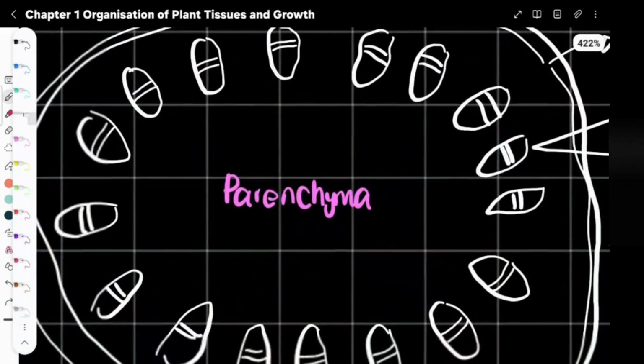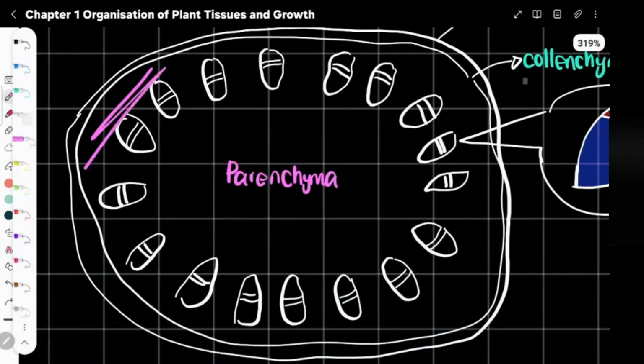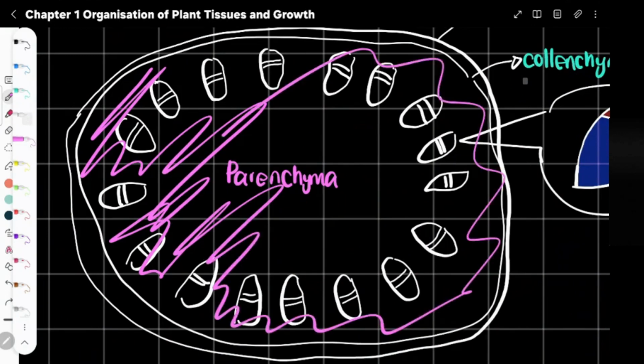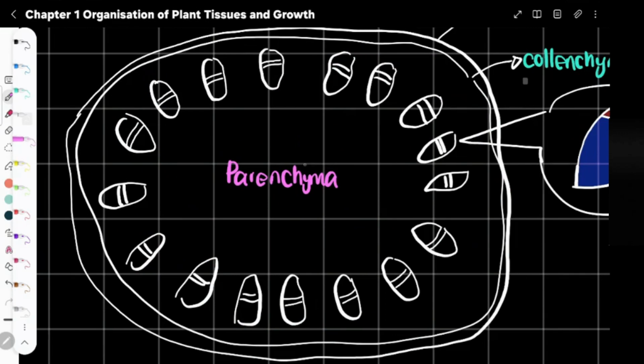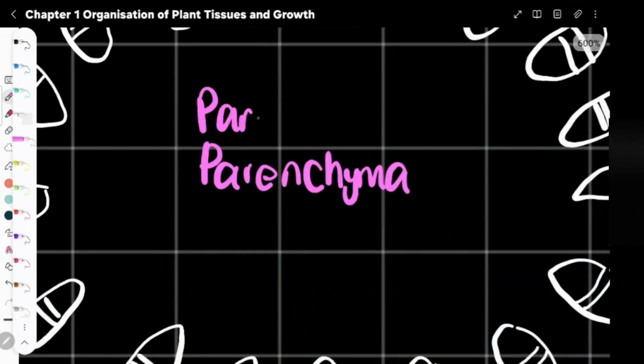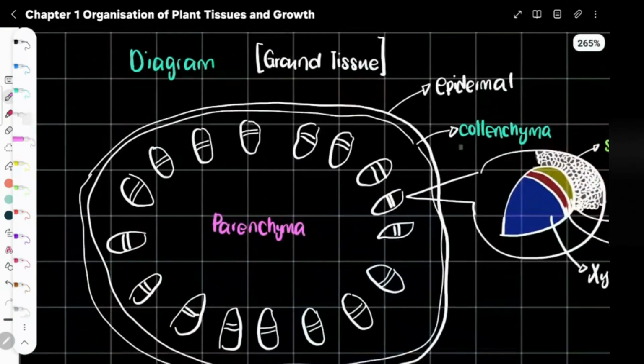Parenchyma is what makes up 99% of the cell. Look here, all of this empty space is parenchyma. The way to memorize that is like this: parent. Tada, parent. So that's how you memorize that. Parenchyma makes up most of the cell.